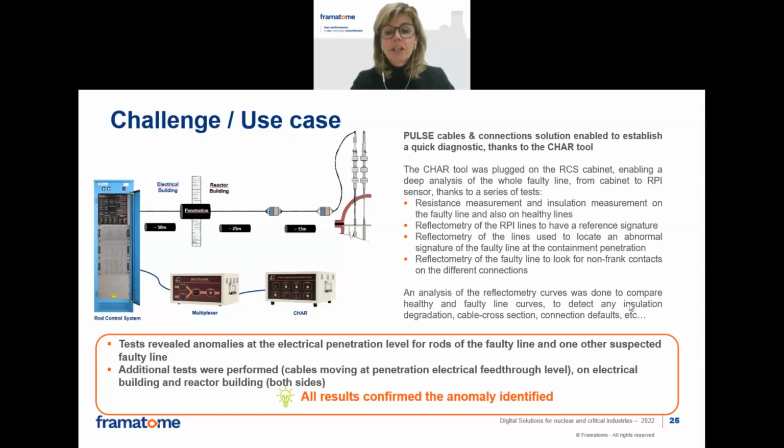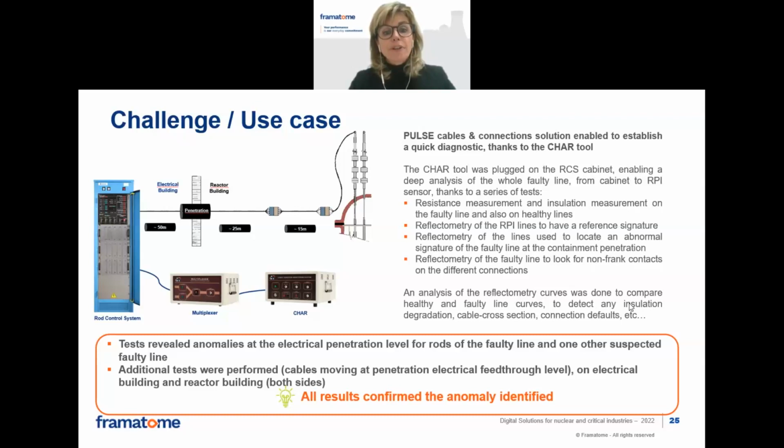of the cabinet, enabling a deep analysis of the whole faulty line from cabinet to the RPI sensor, thanks to a series of automated tests. We conducted some resistance measurement and insulation measurement on the faulty line, but also on healthy lines to get some reference signatures. Some reflectometry of the RPN lines were also conducted to also have a reference signature.